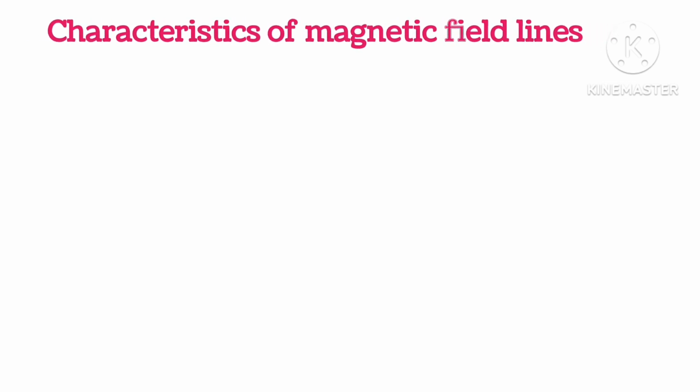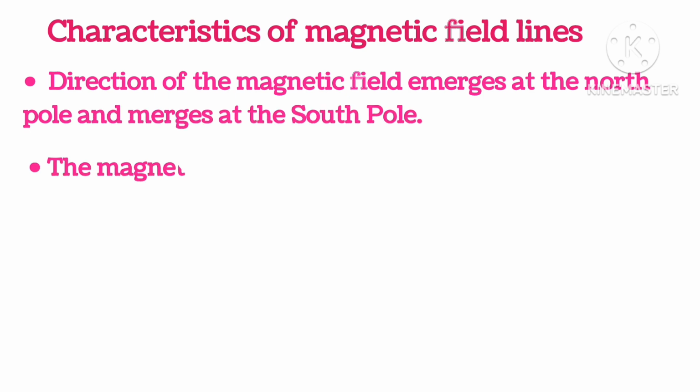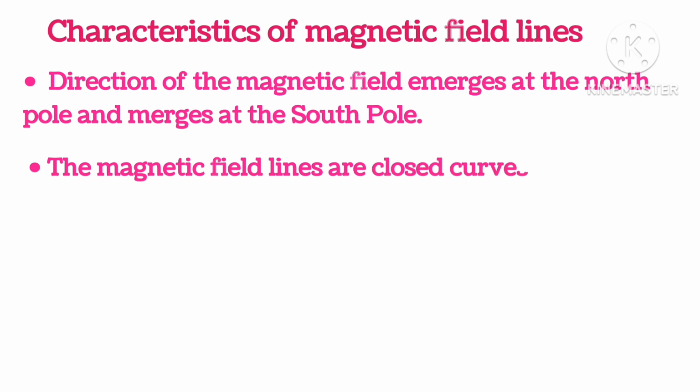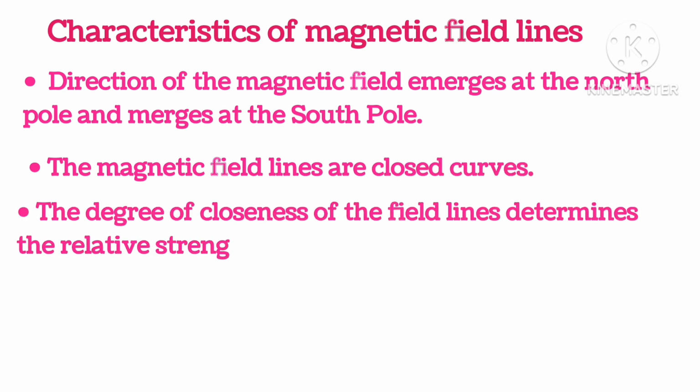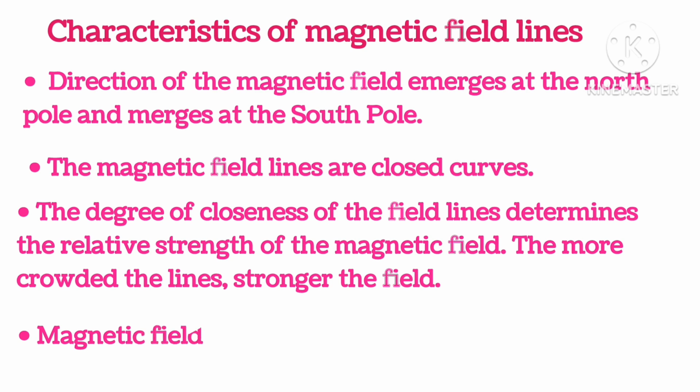Characteristics of magnetic field lines. Direction of the magnetic field emerges at the north pole and merges at the south pole. The magnetic field lines are closed curves. The degree of closeness of the field line determines the relative strength of magnetic field. The more crowded the lines, stronger the field. Magnetic field lines do not cross each other.